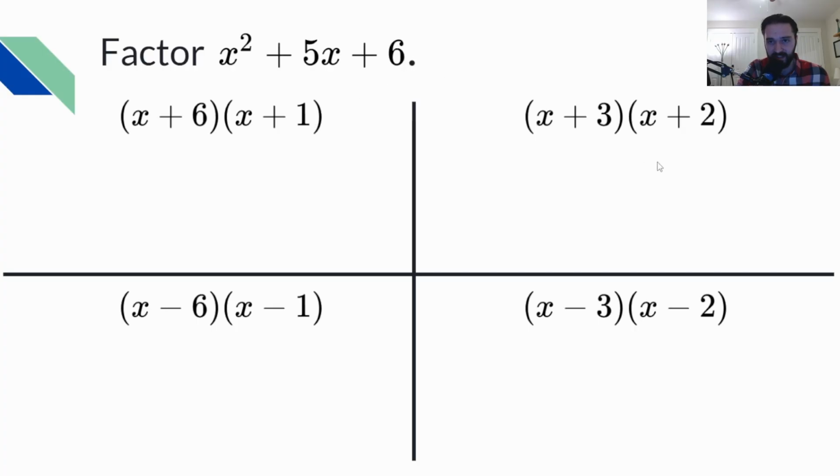6 times 1, that's 6. 3 times 2, that's 6. Negative 6 times negative 1, that's also positive 6. And negative 3 times negative 2, that's also positive 6. All right? But we don't know yet what's happening with the outers and the inners, right? We need the outers and inners to add up to give 5x. Okay? So the way to do this is just to try out each possibility until we find one that works.